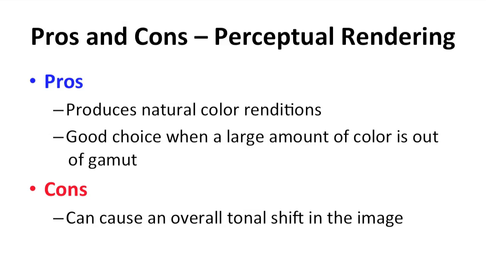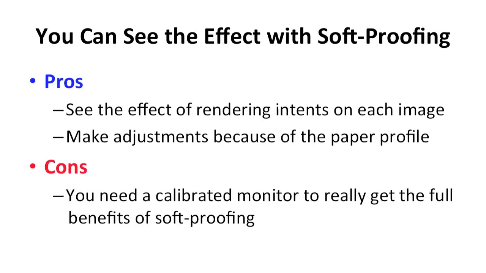The downside, however, is you can have just a few pixels out of gamut, and once that rendering intent takes place, it can cause a complete tonal shift in parts of the image. And this is where soft proofing comes in, where you'll get to see that. Soft proofing is a wonderful technique, and we'll talk about that.